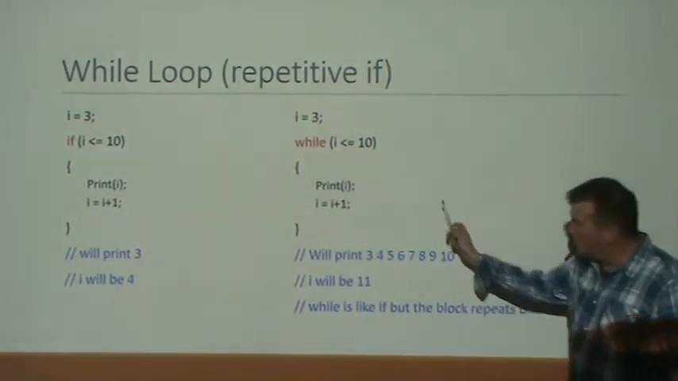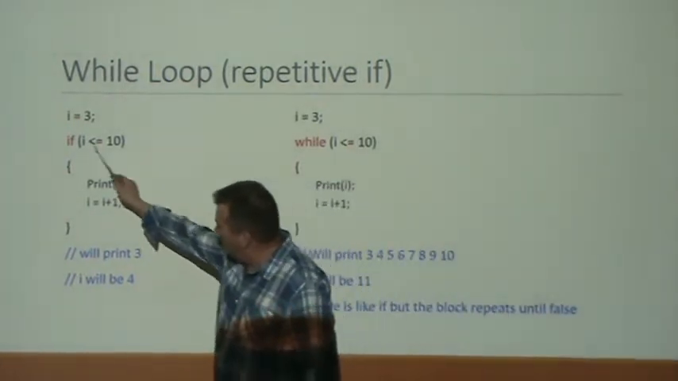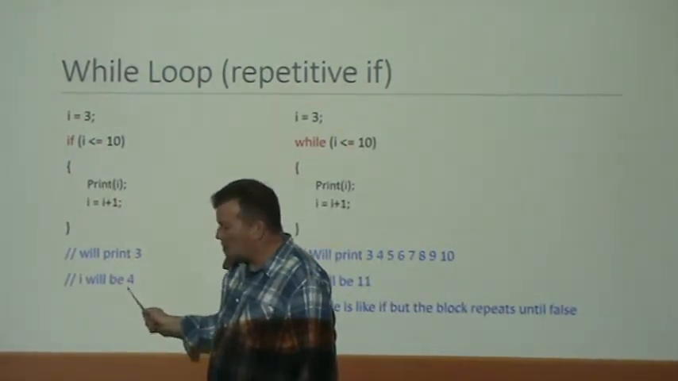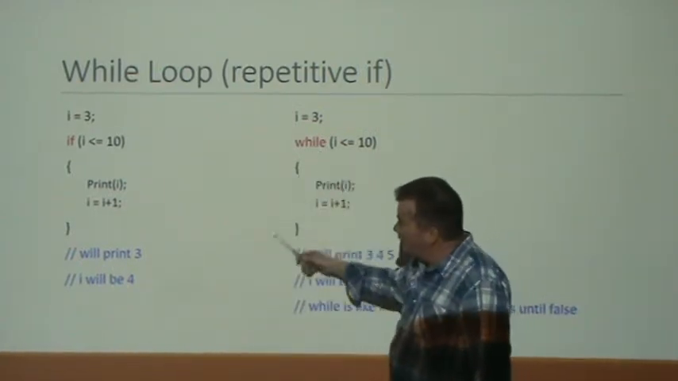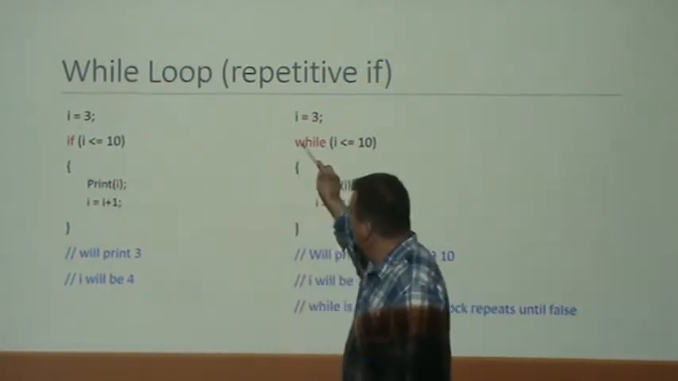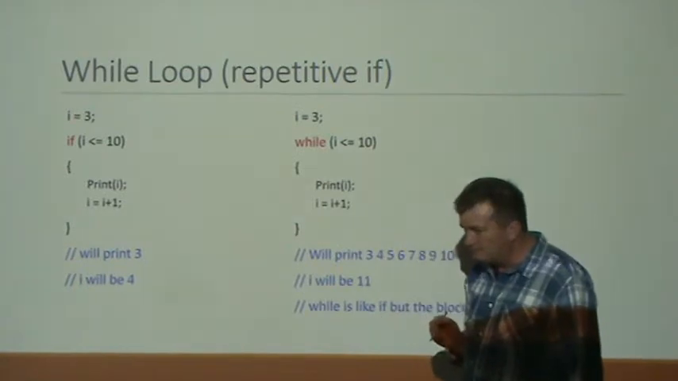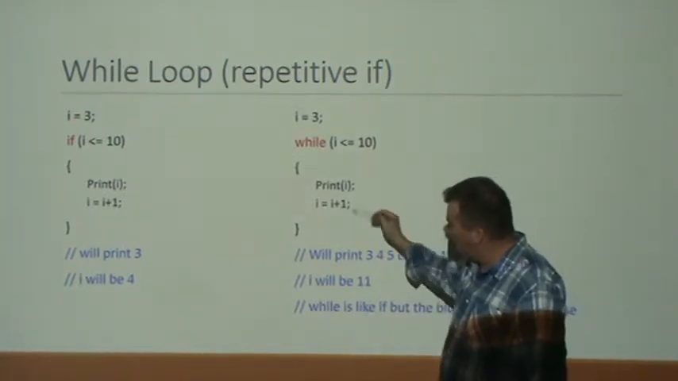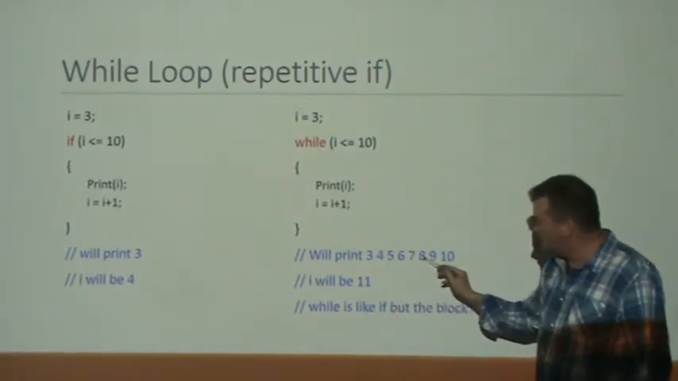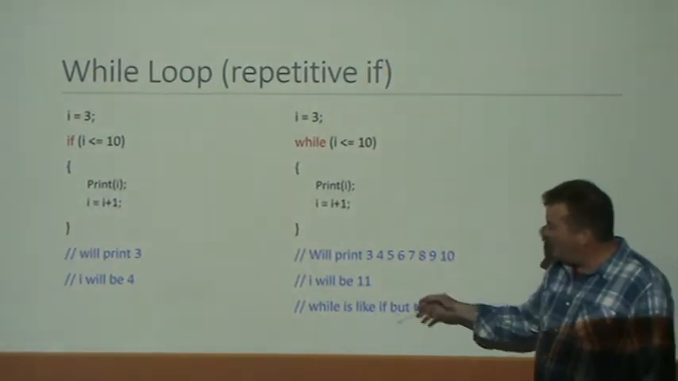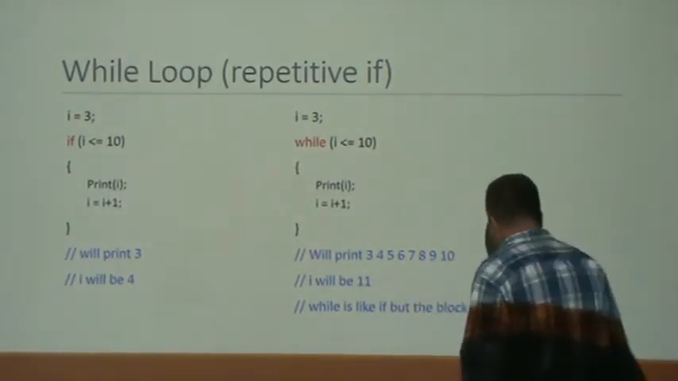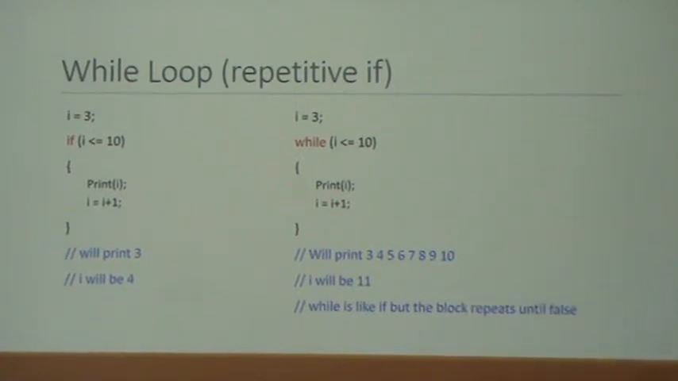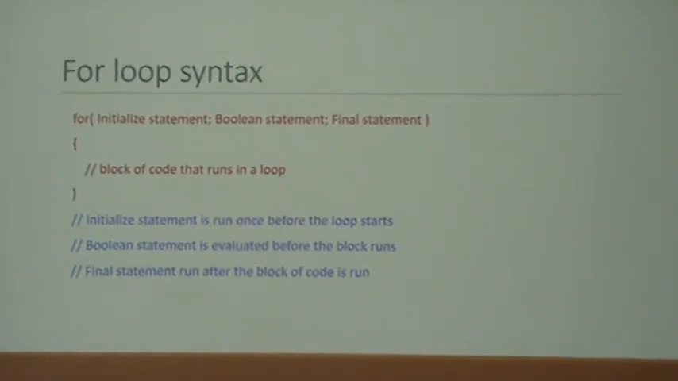So this code, with the if statement, will print the 3, and I will be 4 when you're done. Change if to while, and this will print 3, 4, 5, 6, 7, 8, 9, 10, and I would be 11, and then the code would be finished, because the Boolean statement is finally false. Okay.